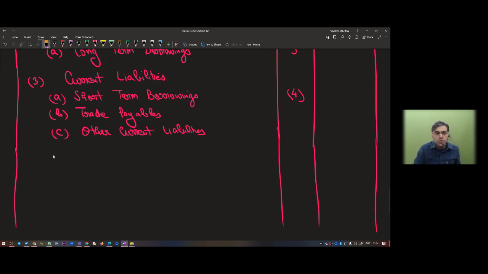The task is over and we are going damn slow. As I said, we are going very slow. So, other current liabilities. Now, what are other current liabilities? We must have a note number five and we make it the total.